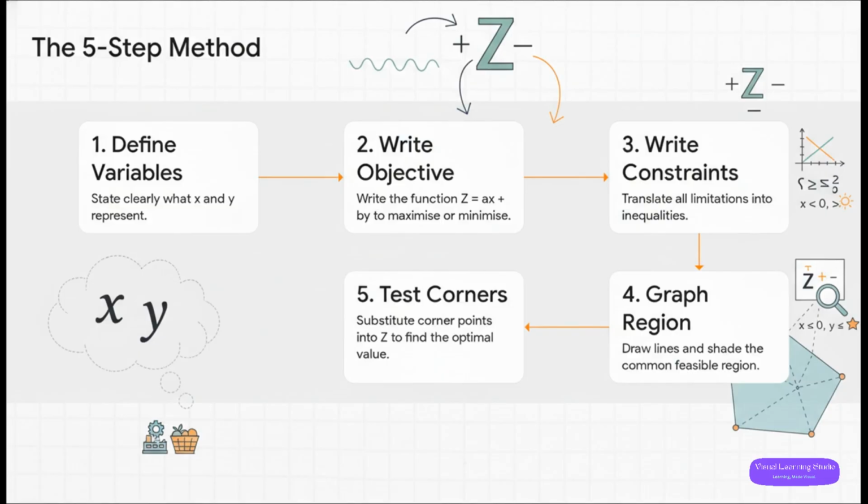Fourth, you graph it all. That sweet spot where all the shaded areas overlap, that's your feasible region. And finally, step 5, test the corners of that region. Your best answer is right there.